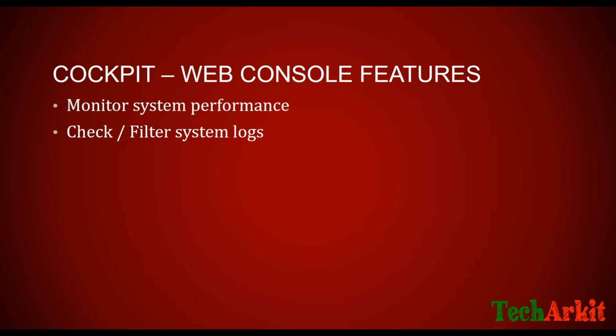The next one is you can check and filter the system logs, so the errors, warnings, and information are all segregated in the web console itself. You can also create users, which is most commonly done in administration. You cannot provide the permissions from here, but you can simply create the users and give them access. Changing the network settings, like the IP configuration, bonding, and teaming, you can do from this web console itself.